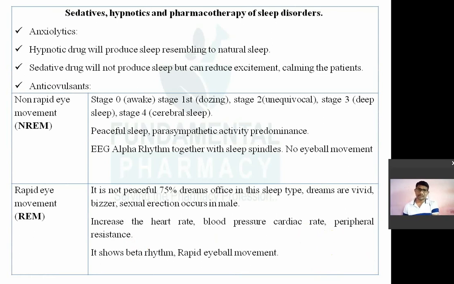Okay, so remember NREM sleep is the most peaceful sleep, and it will show alpha rhythm together with the sleep spindle and no eyeball movement. In case of rapid eye movement, there will be eyeball movement and beta rhythm and increase in heart rate, blood pressure, cardiac rate, peripheral resistance. And most of the dreams come from REM sleep.